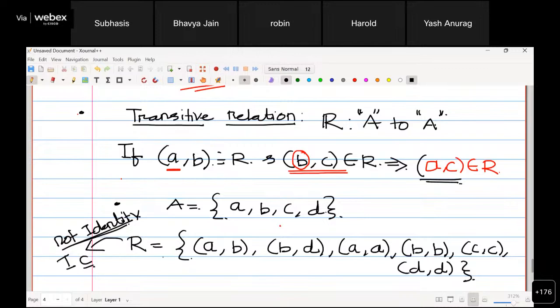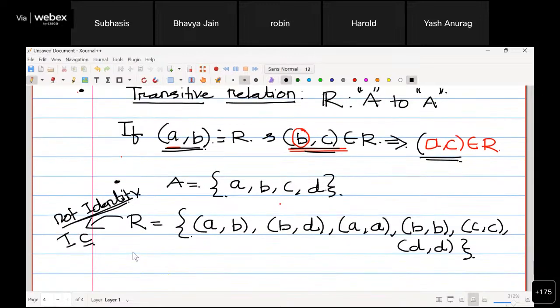Okay, if I don't have elements of the form A comma B and B comma C, then I don't have to check. These conditions will be satisfied automatically, because it's saying that if A comma B and B comma C are there, then I need to check whether A comma C is there or not. If I don't have this kind of elements, then I don't have to check it. Okay, vacuously true. I will give an example where a relation will be vacuously a transitive relation.